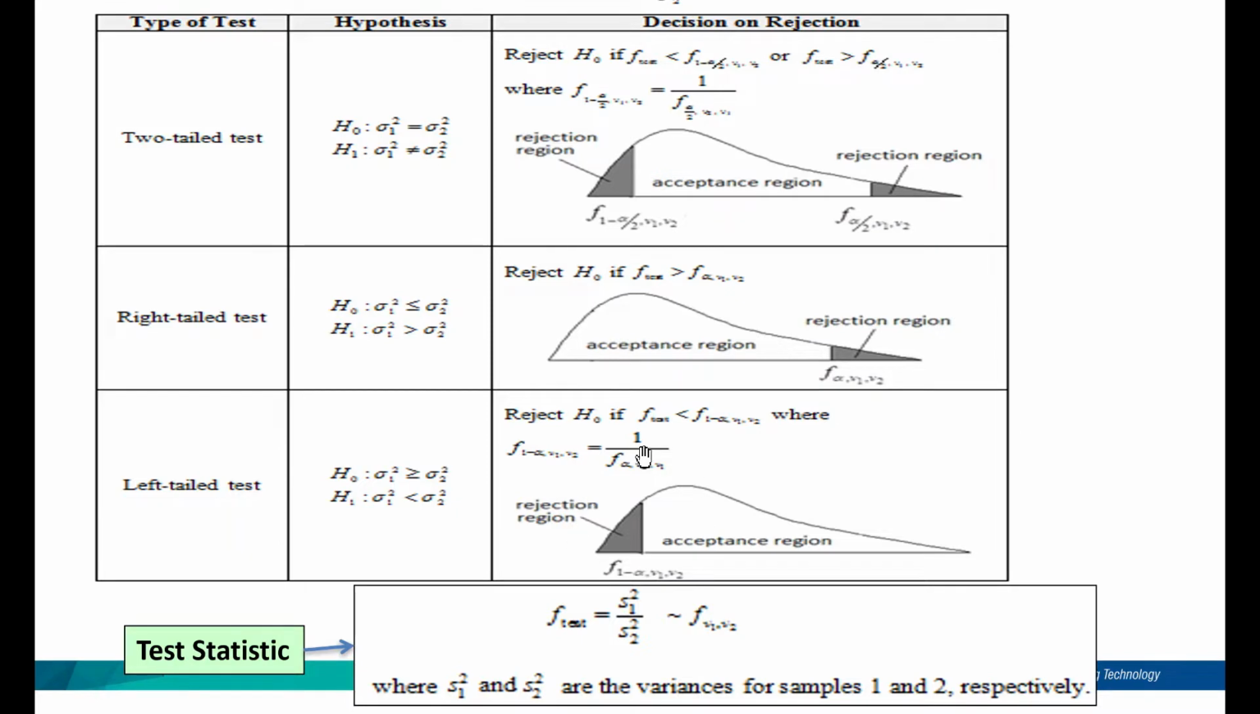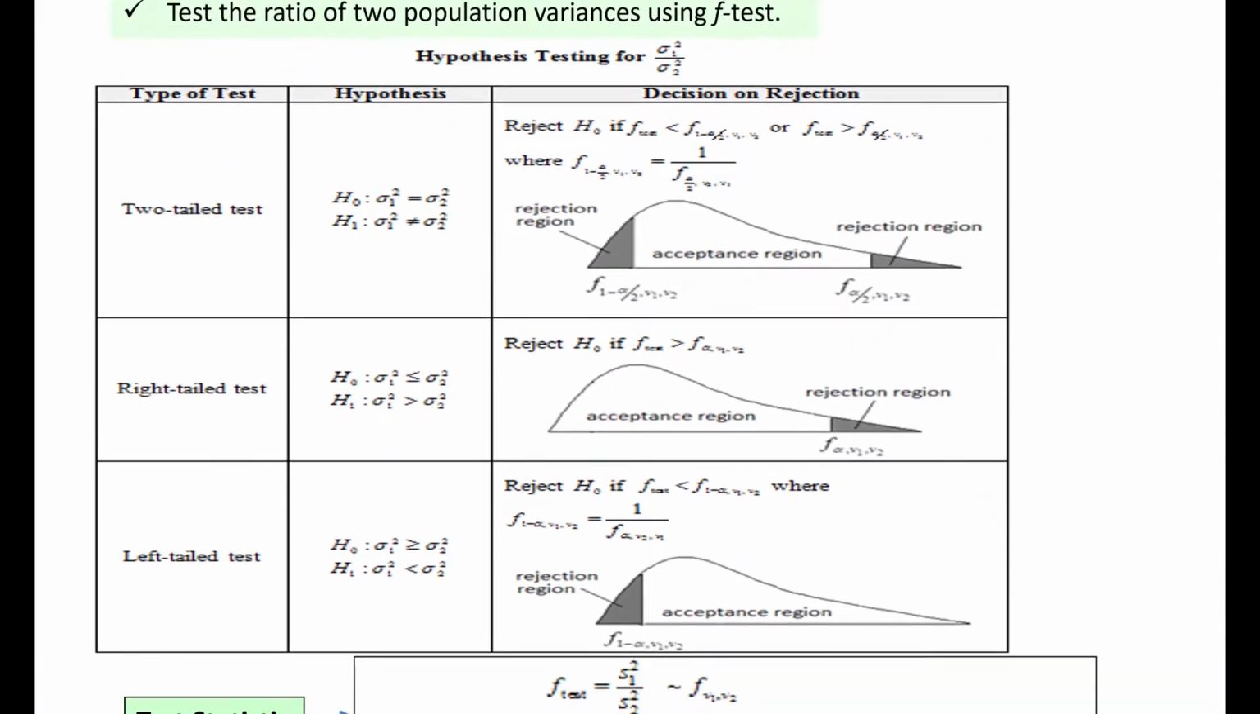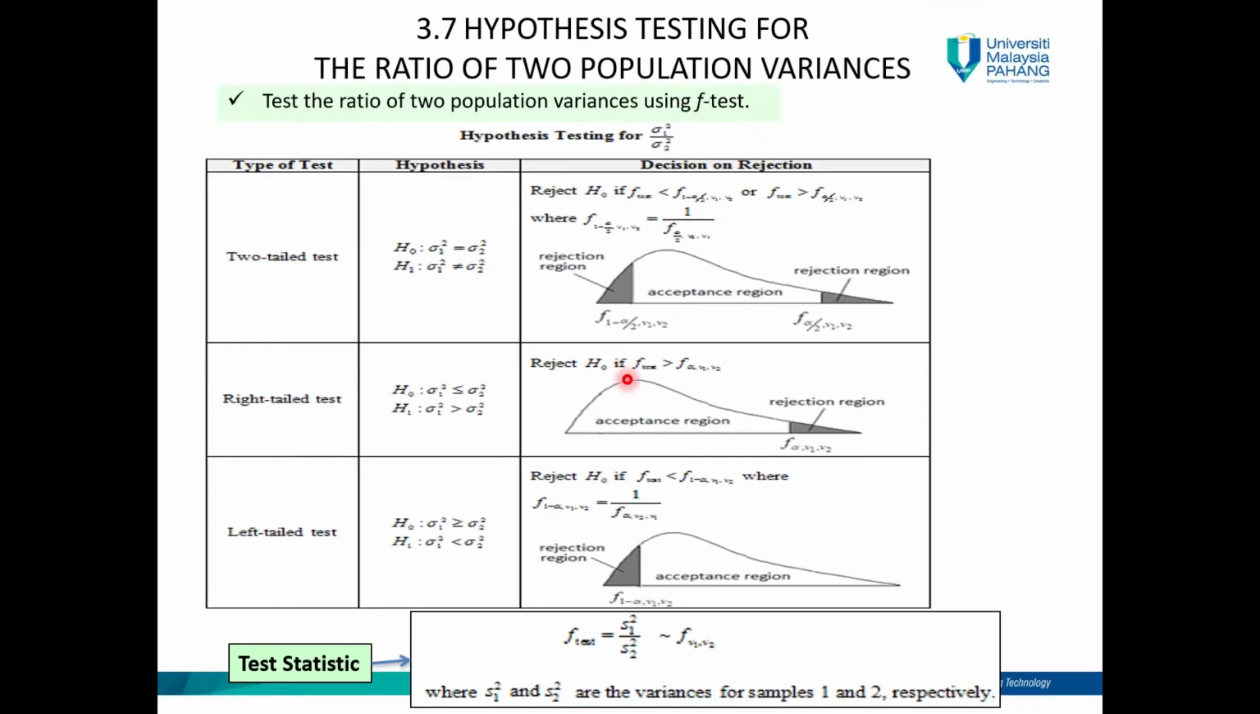And for the left tail test, the rejection region is on the left hand side. The critical value is F 1 minus alpha, nu1, nu2, which is also equivalent to 1 divided by F alpha, nu2, nu1. I'm sure that you are familiar with this from chapter 2. You are familiar with how to find the critical value from the F distribution table.